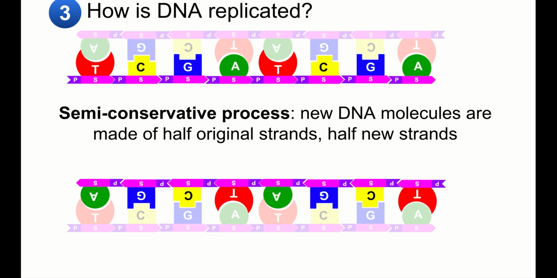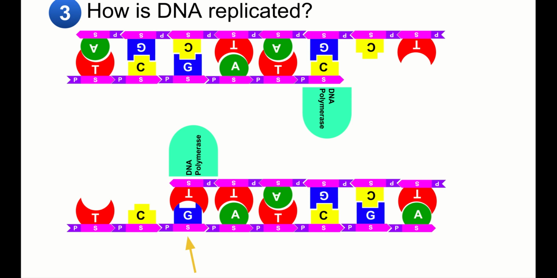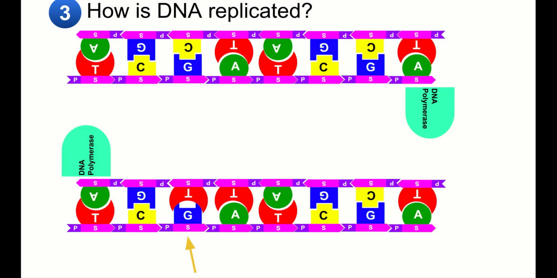But as I mentioned before, sometimes DNA polymerase makes a mistake. So watch the bottom DNA polymerase. As it goes down the strand, something wrong has happened. Instead of pairing a C to this G, it paired a T to this G. And you can see that those just don't fit together. That is a mismatch. It finishes its replication, and we still have this mismatch right here.